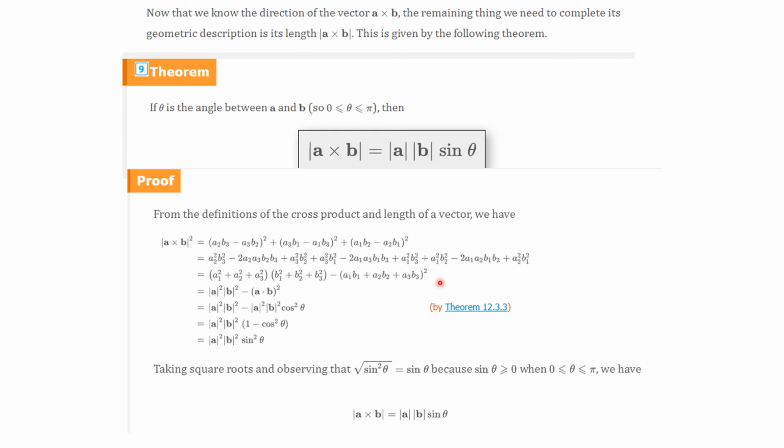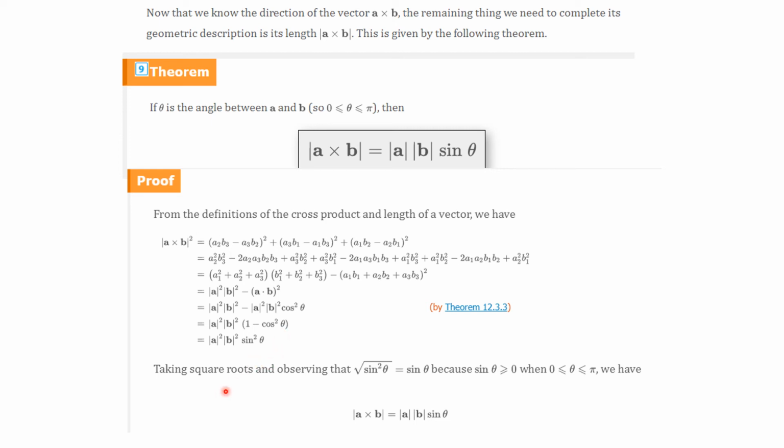And then you reorganize it to determine that it is this, and this can simplify to this because a dot b is magnitude of A, magnitude of B, cosine of theta. So I make that substitution. Then I can factor out the magnitude of A squared and magnitude of B squared. I get 1 minus cosine squared theta, and so that is going to be the sine squared theta.